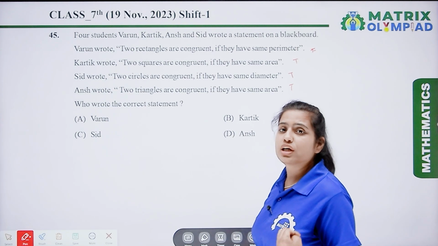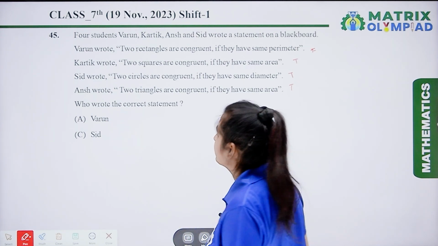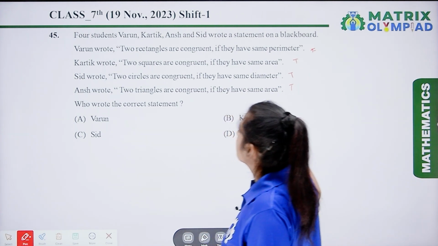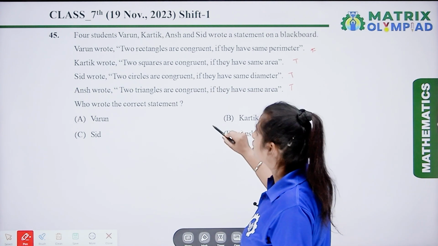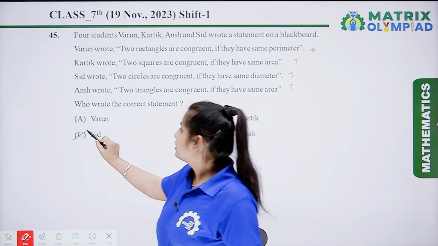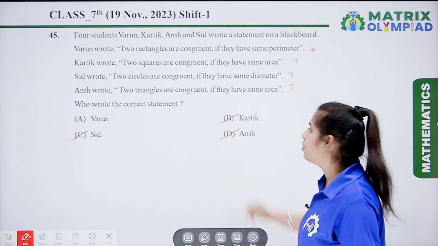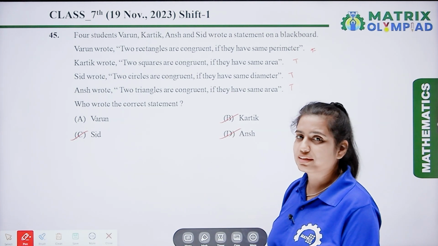So according to the question, we can say that 3 students wrote the correct statement, that are Karthik, Sid and Ansh. So according to the options, we can say that option B, C and option D are the correct answers.